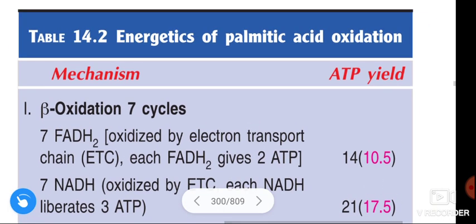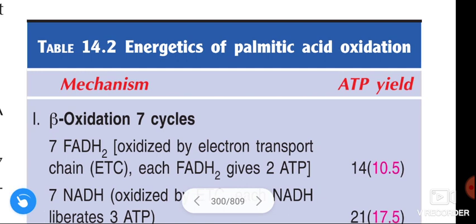This is about the oxidation of palmitoyl-CoA. I think it is clear to you.